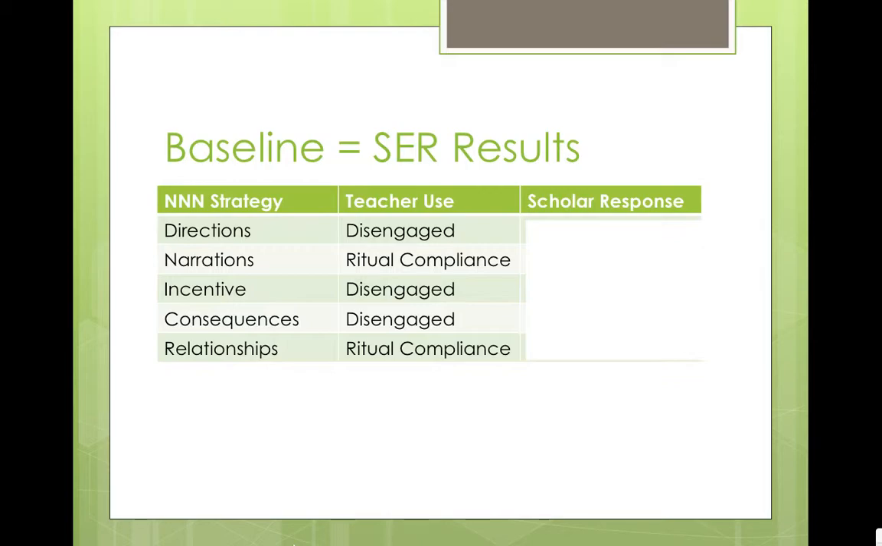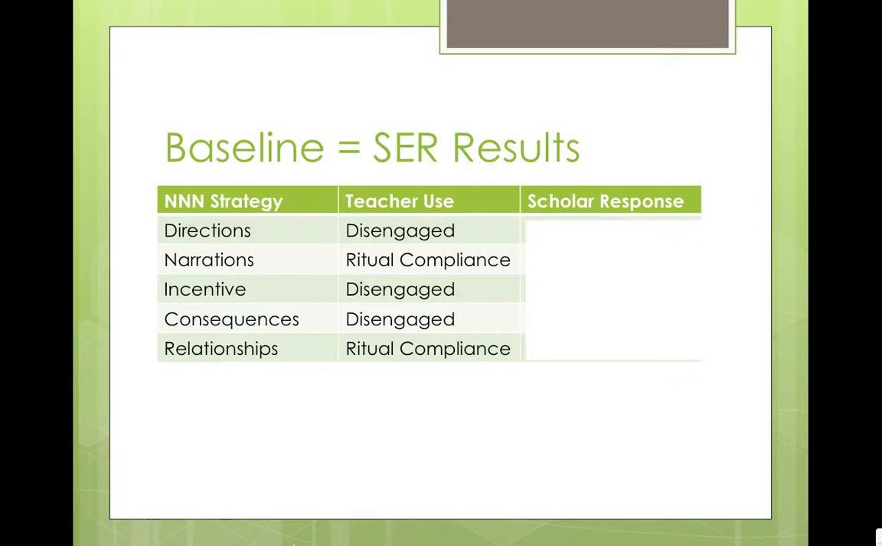For incentive and consequences, we're at disengaged because there appears to be no incentive system present, and we see no consequences given throughout, even though several opportunities arose. For relationships, we are at ritual compliance because you see the teacher doing certain relationship looks and moves, like when she moved the scholar to the front to get the pencil.